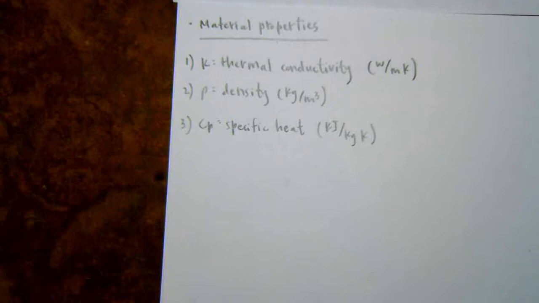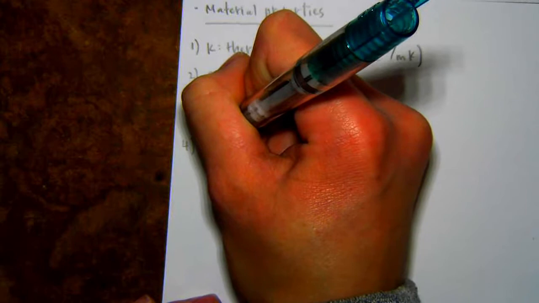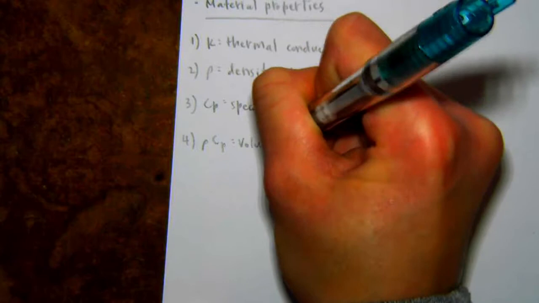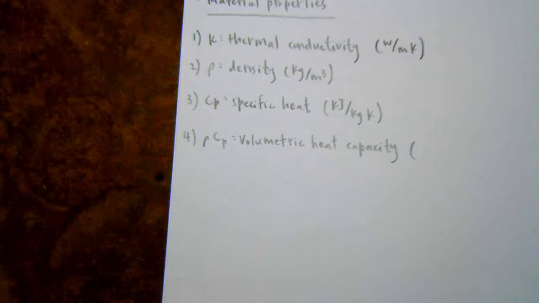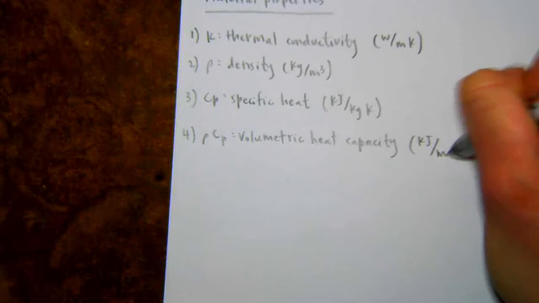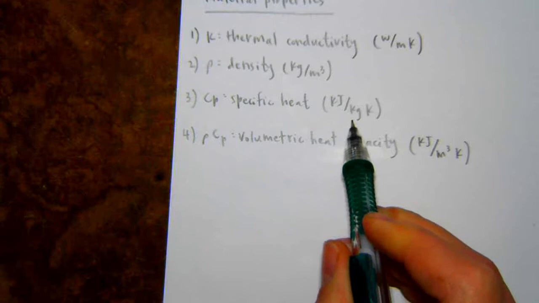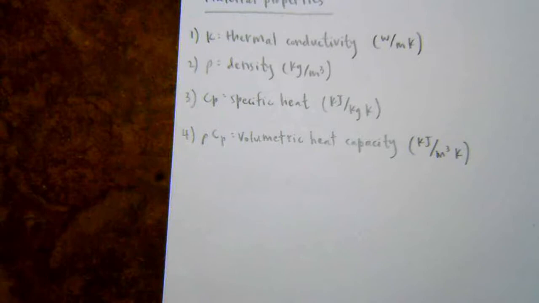Another one that's important for heat transfer is the volumetric heat capacity. That's basically density times Cp, and it has units of kilojoules per meter cubed Kelvin. So instead of on a mass basis, it's on a volume basis. It refers to the ability of a material to store thermal energy. So a material with a high volumetric capacity can store a lot of thermal energy.